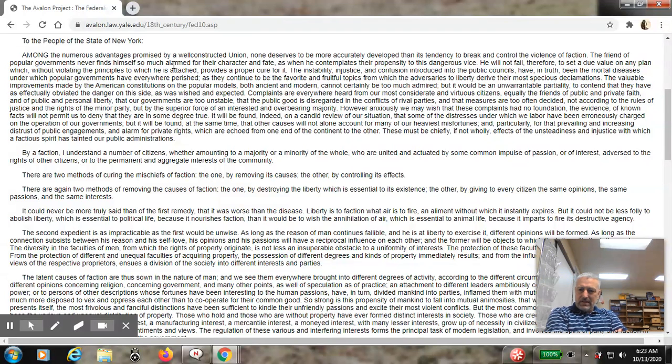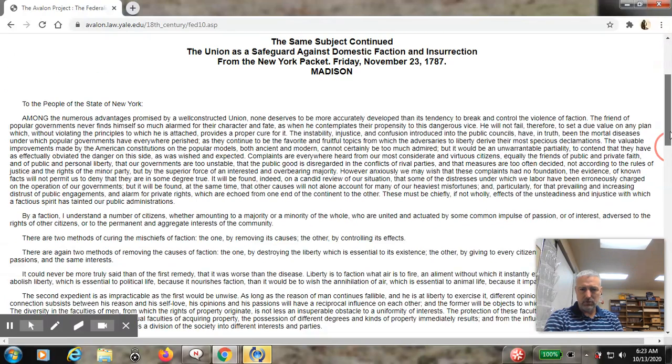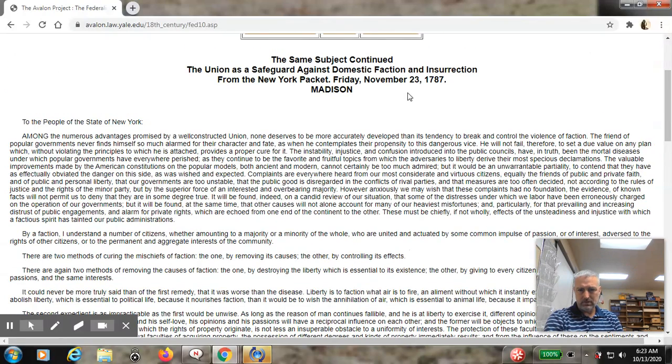But the Federalist Number 10 is the most famous of all the Federalist Papers. There's 85 of them, a series of essays written to the people of the state of New York to convince New Yorkers to ratify the Constitution. This one is from November 22nd, 1787. This is the first one written by Madison. That's his 23rd, but I see 22nd as the date as well.